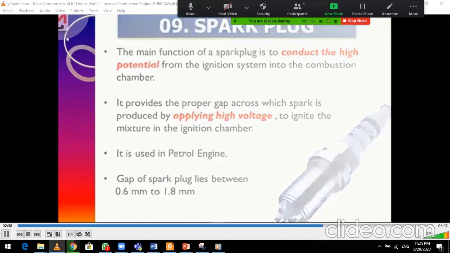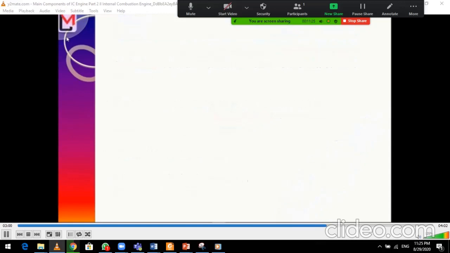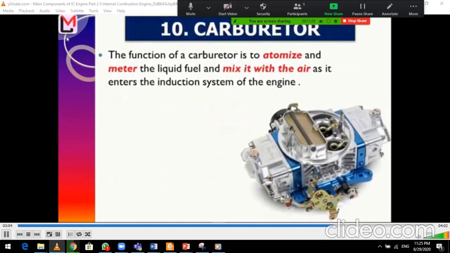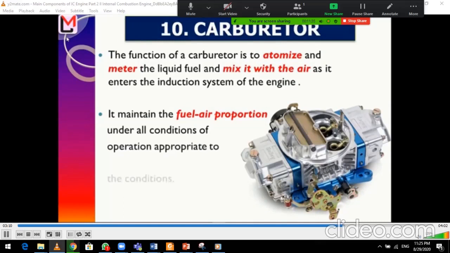Here our 10th part of the internal combustion engine is the carburetor. The function of a carburetor is to atomize and meter the liquid fuel and mix it with the air as it enters the induction system of the engine. It maintains the fuel-air proportion under all conditions of operation appropriate to the conditions.